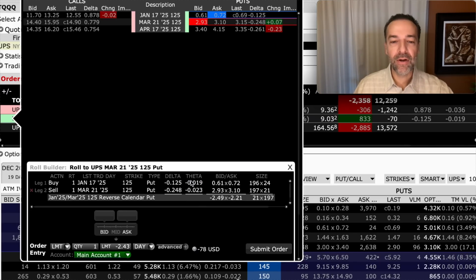Here, notice it compares the theta for you. The theta of that January option is 0.019 per day. The theta of the March option is higher, so you get better time decay at 0.023 per day. So that's how you roll a put option out that you want to keep the position going in.